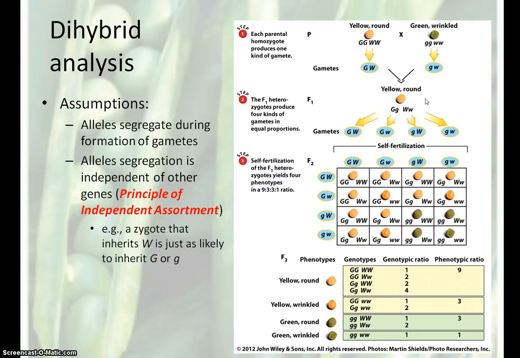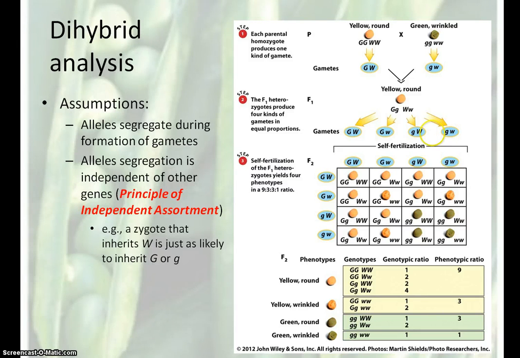What's interesting is what comes next, and then it gets a little complicated, because now you have these hybrids here, and they can produce many different types of gametes. They can produce a dominant G with a dominant W, a dominant G with a recessive w, a recessive g with a dominant W, a recessive g with a recessive w. These are the different combinations of gametes that they can form.